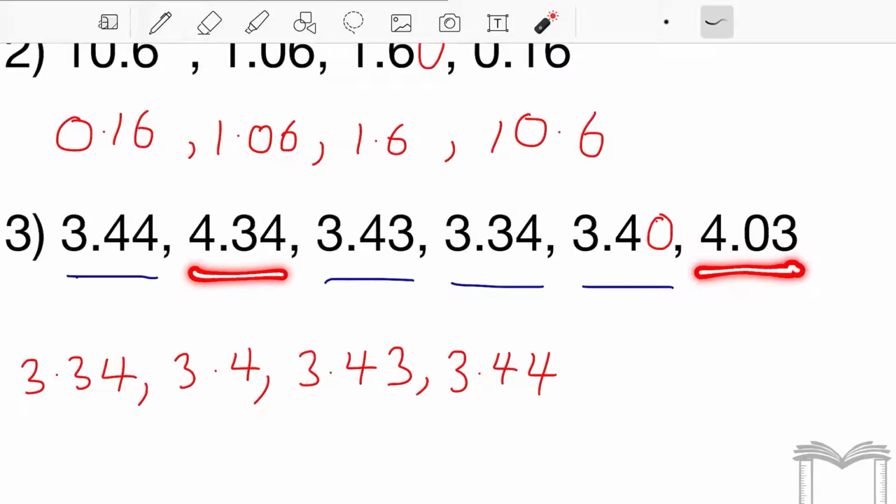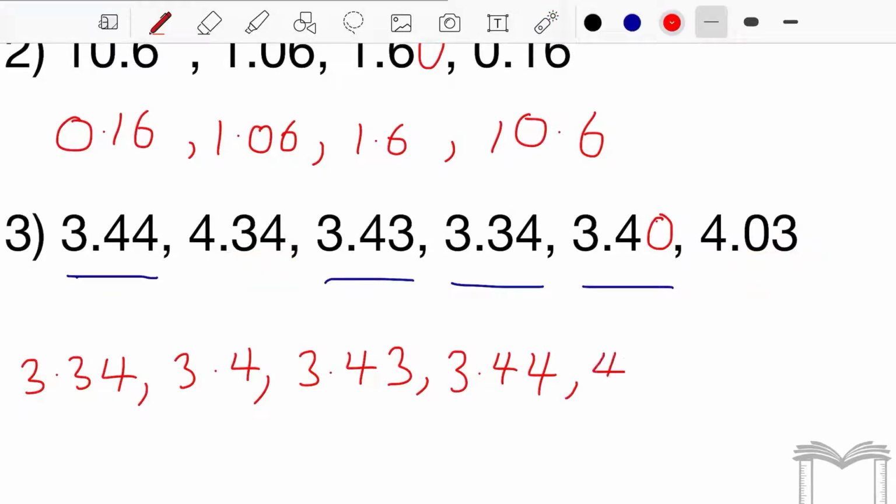4.34 and 4.03. So since both of them have 4, we are just comparing the 3 with the 34. We know that 3 is less than 34. So that's 4.03 comes before 4.34.